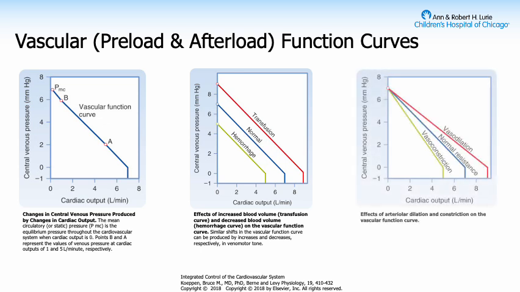Afterload acts a little differently, where it alters the slope of the curve. So vasodilation will increase your cardiac output at the same central venous pressure because there's less resistance to cardiac output and to ventricular ejection. Conversely, vasoconstriction makes it more difficult for the ventricle to pump against increased resistance, and so at the same central venous pressure, you have lower cardiac output.